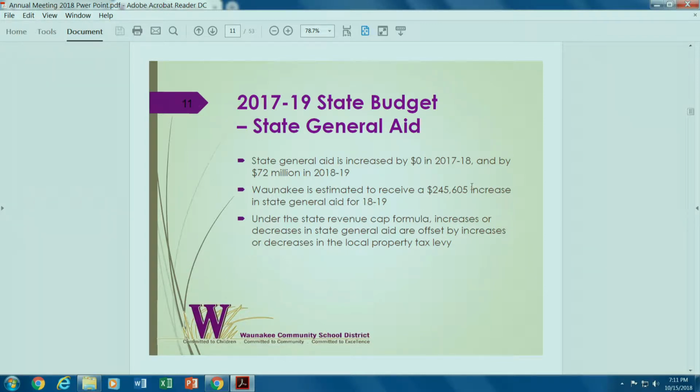So basically what that means for us, and I think Steve articulated it well in this last bullet, under the state revenue cap formula, which we just spoke about, increases or decreases in state aid are offset by increases or decreases in property tax levy. So in this case, we have an increase in our state general aids, so that will mean we have a decrease of that same amount for our tax levy.